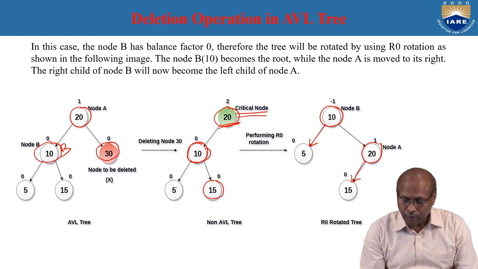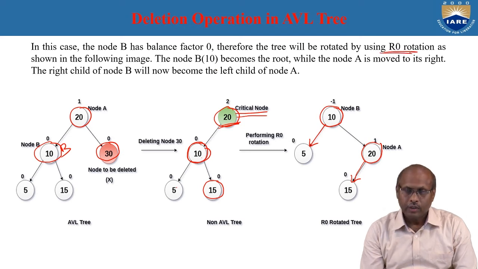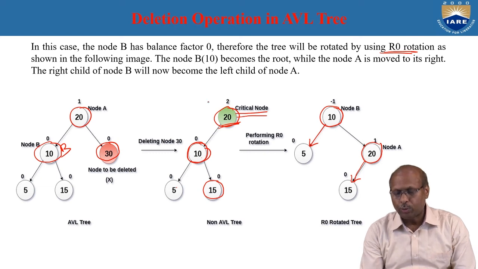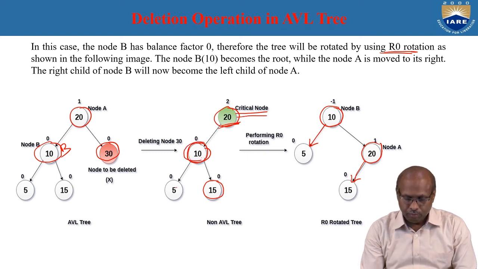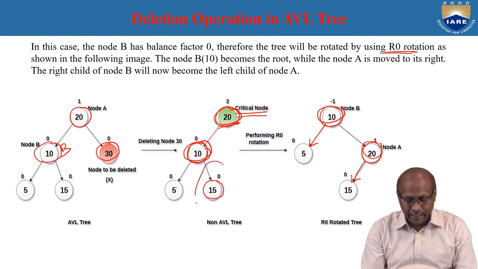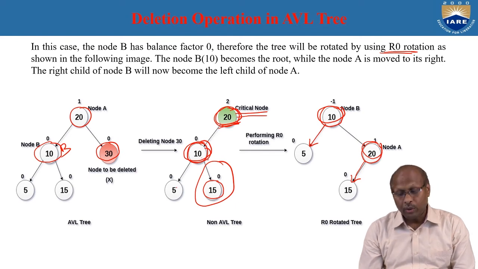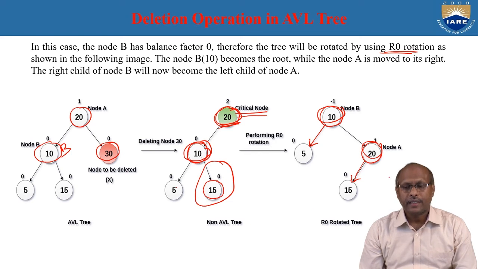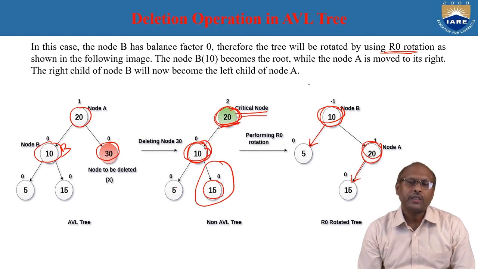So this is the property of R0 rotation. Whenever B has balance factor 0, you have to follow this property. What is that? You make B the root, and the critical node you make the right of this. B's left is already there as it is, no need to change. But B's right data, you have to adjust. Where? You make it the critical node's left side. So this rotation you have to follow.